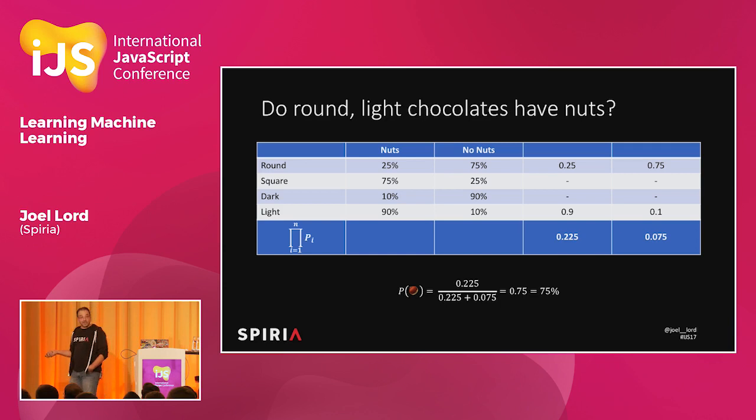So if you're allergic to nuts, don't take a round light chocolate. Actually, if you're allergic to nuts, don't rely on statistics. It's probably not a good idea. But still, you get the concept. It's a very simple math formula. We just check the probability of each one of those, and we average it out and see in which category it falls. And that's all there is to it.